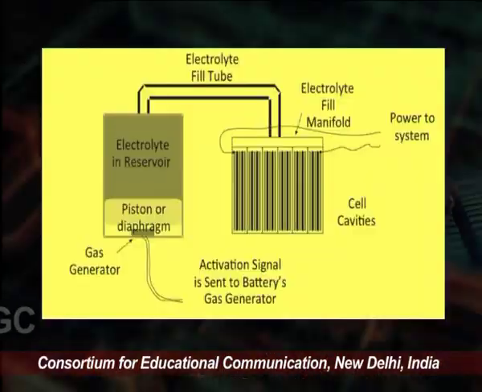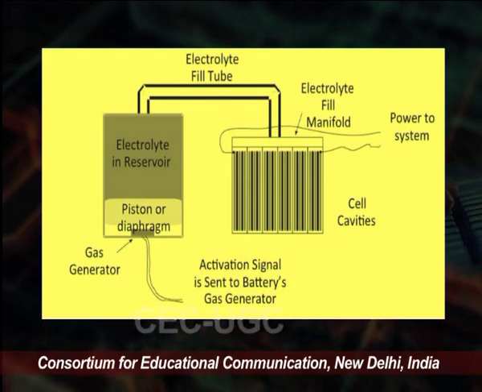You can see on the screen that this is the reversible cell. You are seeing very clearly that this is the gas generator here, and here we have the cell cavities and electrolyte manifold. The power to the system is supplied to the cell cavities, and moreover an activation signal is sent to the battery's gas generator so that it can generate the system. Now there is a piston that is used to send the electrolyte, and you can see on the upper part there is an electrolyte fill tube. That electrolyte is filled inside it.